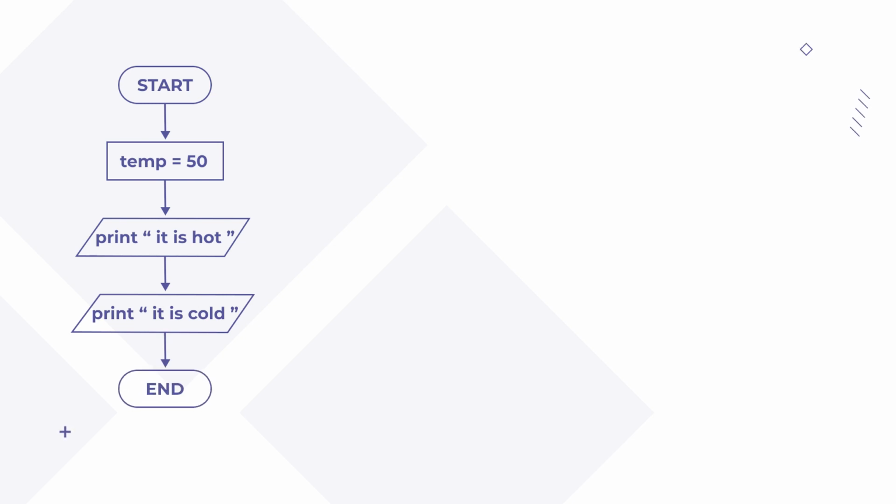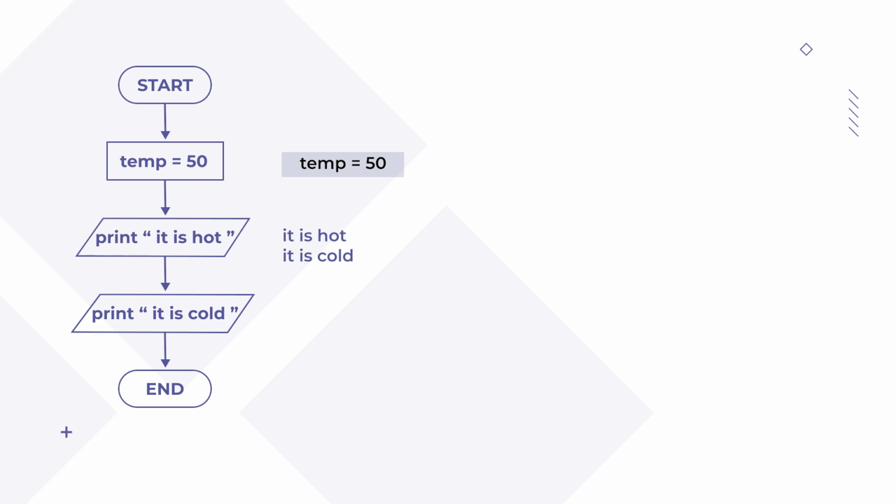Okay my friends, so let's discuss this flowchart. According to this flowchart, this will execute first. It will create a variable with the name temperature and store 50 into it. Then this line should execute, and it will print "it is hot" on the screen. And then just follow the arrow, it will come here and execute this one and print "it is cold" on the screen.